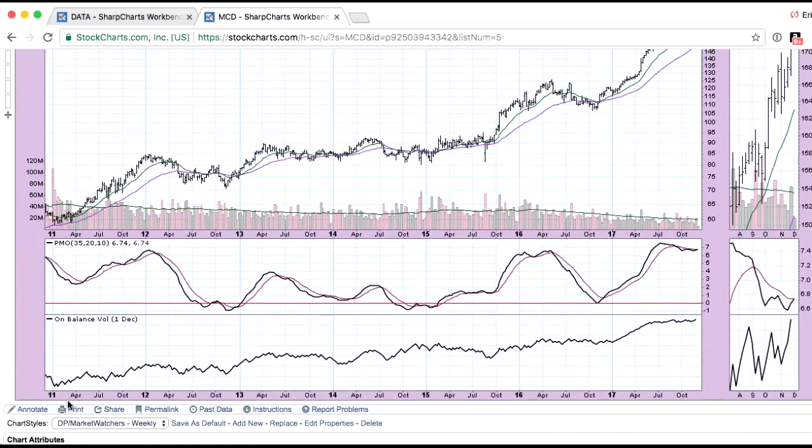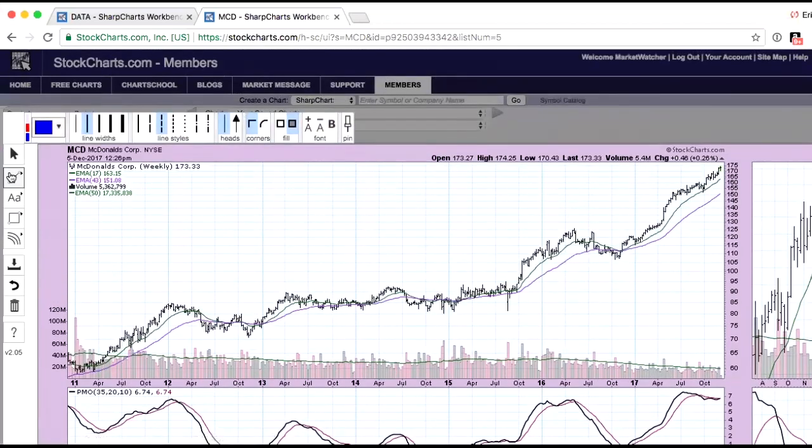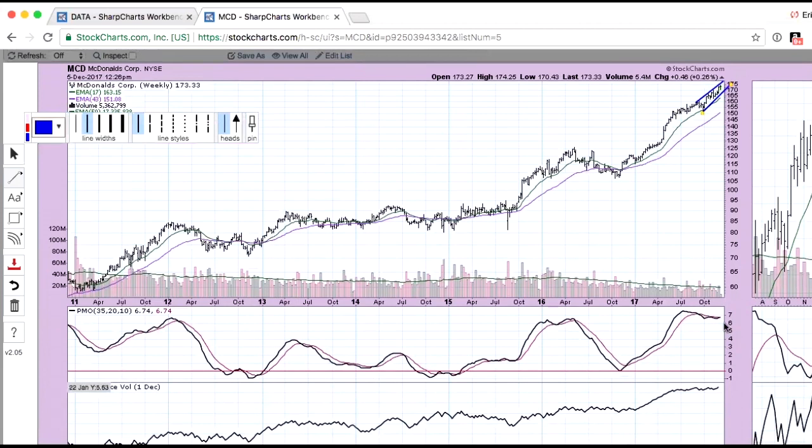I'm going to pull this up to annotate it just a moment here. I want to check whether we have a rising wedge, because my eyesight is fairly decent, but it's a lot easier if I can draw the line. So I'm going to drag and drop. Yep, sure enough. We have a rising wedge here. So that would worry me. I think we need a pullback. And again, the PMO is getting ready to have a buy signal.